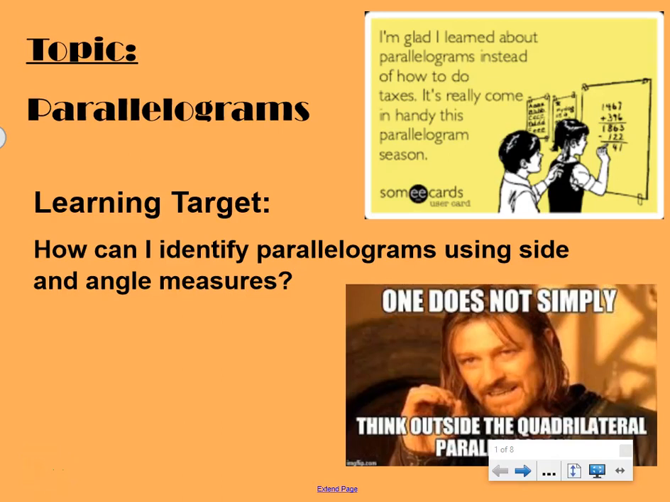Today our topic is parallelograms. So our learning target: how can I identify parallelograms using side and angle measures?